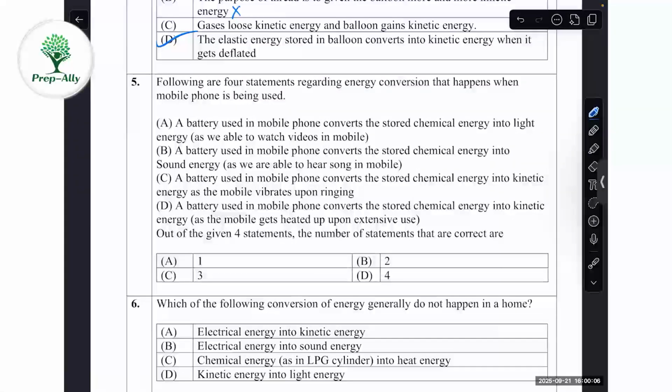And fifth one, battery used in mobile phone converts stored chemical energy into light energy. Yes, definitely mobile phones emit light, so it converts to light energy. We are able to hear the song, so it converts to sound energy also. It converts chemical energy to kinetic energy when it vibrates. Vibration is oscillation, movement of molecules. That is also correct. It converts stored chemical energy into kinetic energy because it gets heated up. But heating doesn't mean it is because of kinetic energy, so this is not correct. So first three statements are correct.